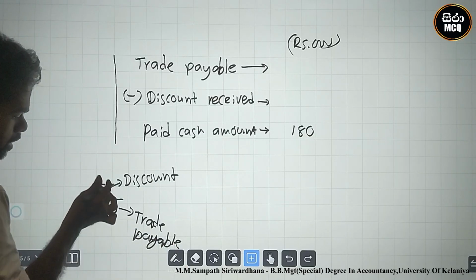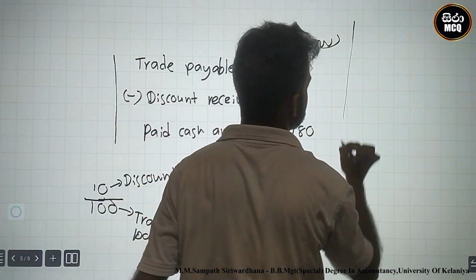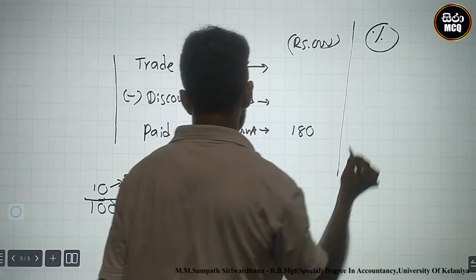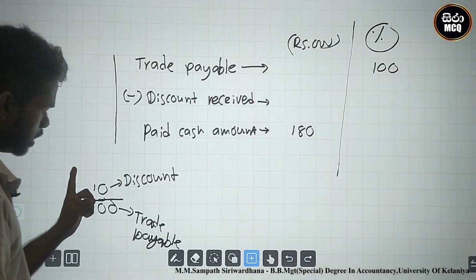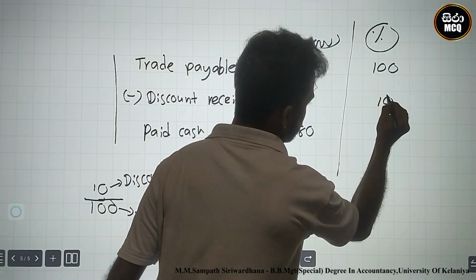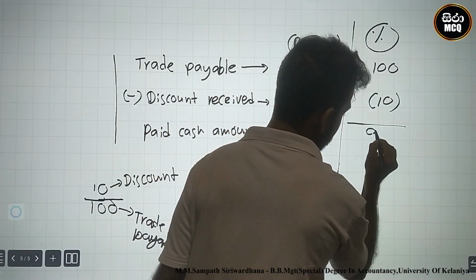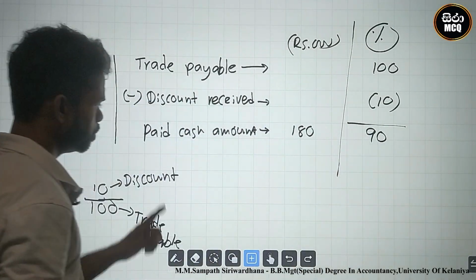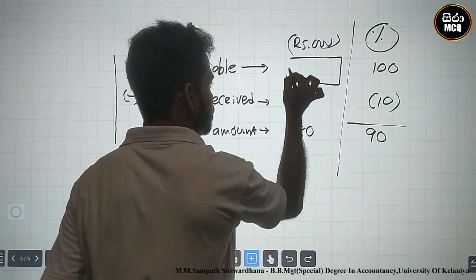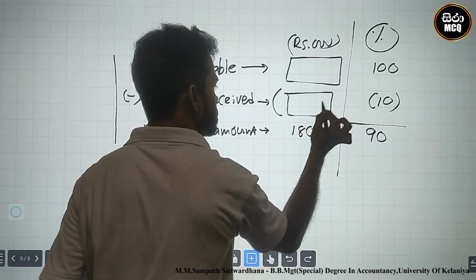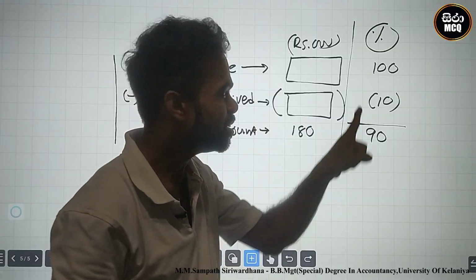If the trade payable is 100, the discount is 10. Okay, the trade payable, this is the percentage meaning. Trade payable is 100. Discount is 10. Discount must be deducted. Look here, discount must be deducted. After that, 90 is the paid amount. This is the actual transaction value. How can we find the actual values using percentage?